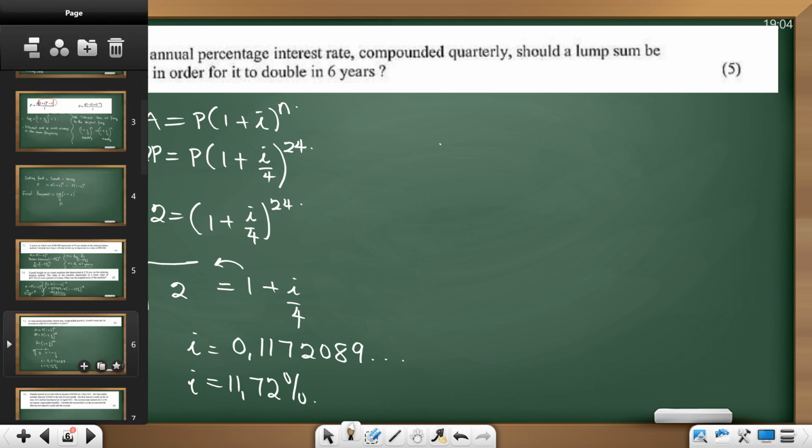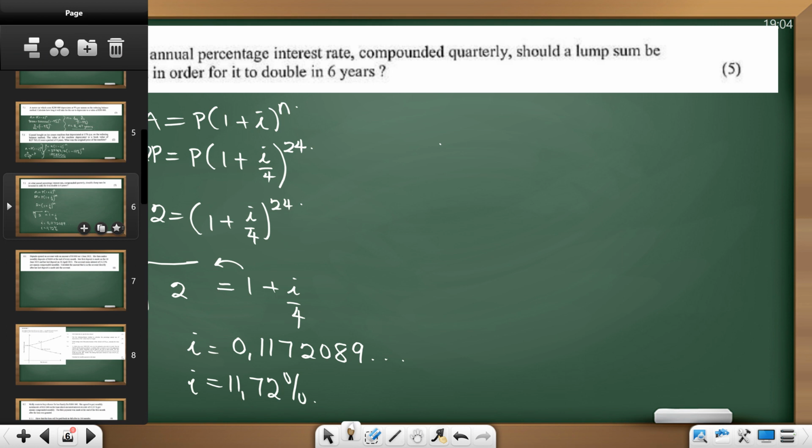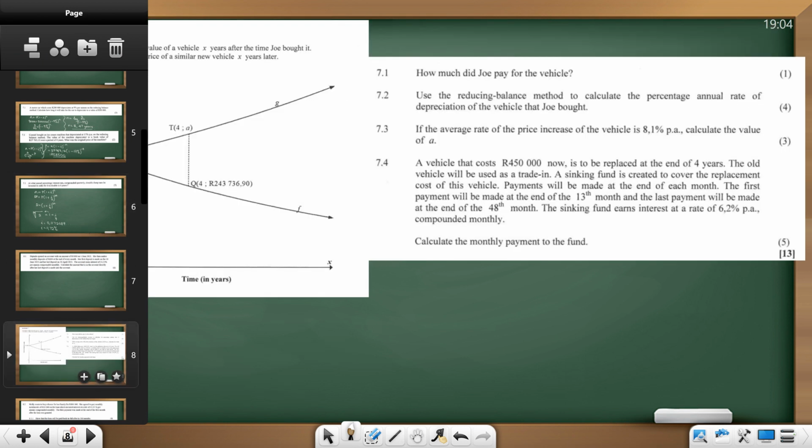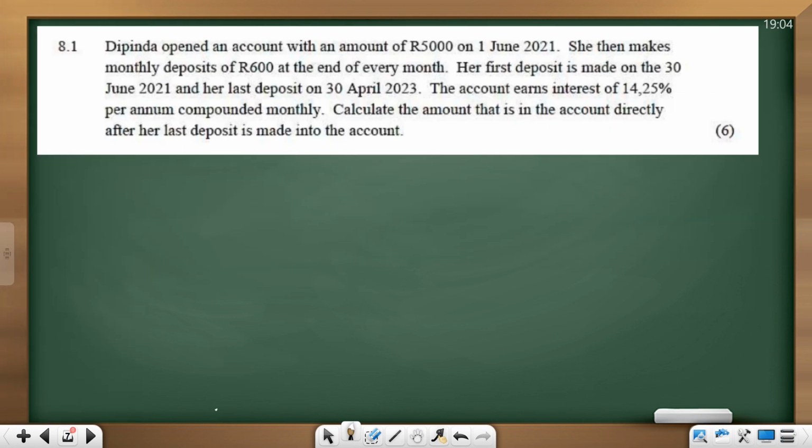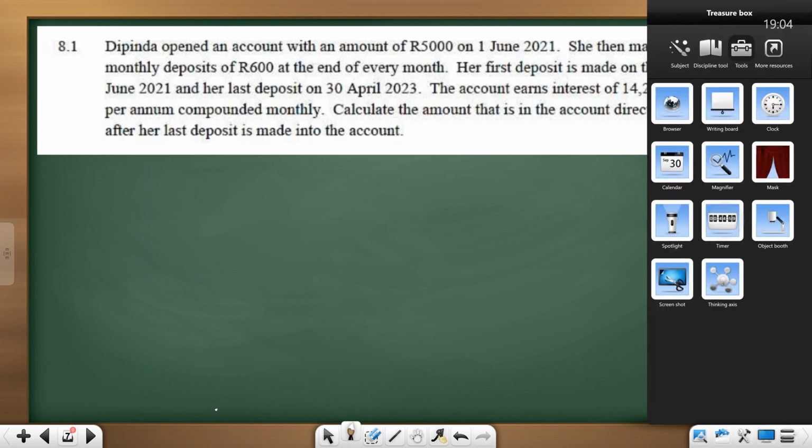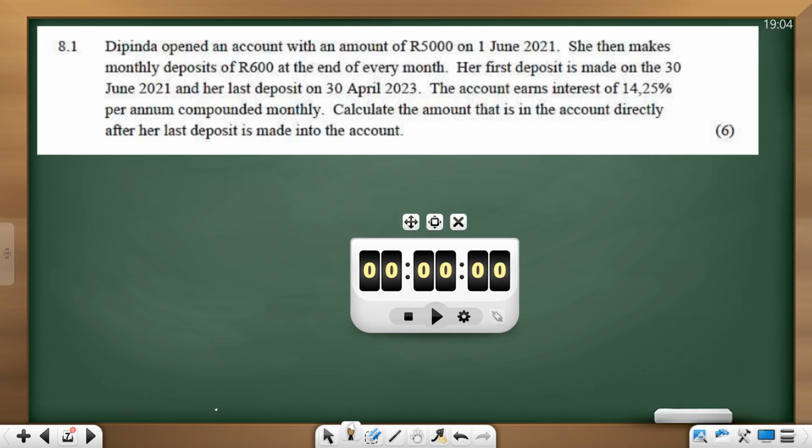Quickly, let's go and do something. Carefully, it's 6 marks. Please read. Make sure you have a formula page with you, or should I bring the formula pages here?